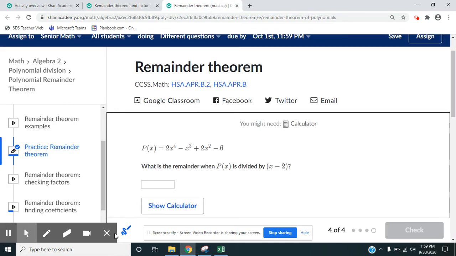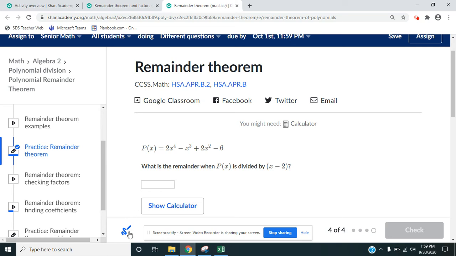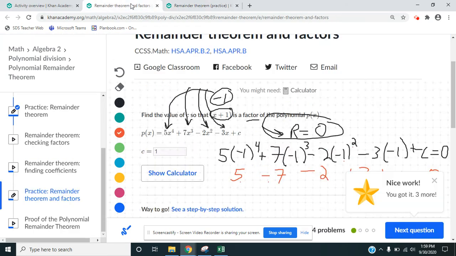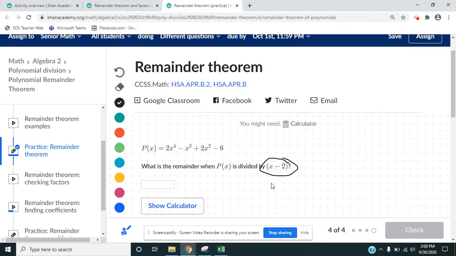Remainder theorem practice is the same type of assignment. It's actually a lot faster, right? So what is the remainder? Well, we can find the remainder by plugging in the opposite of this. Remember, on the previous assignment, we were saying, what does c have to be in the equation so that we end up with a remainder of 0? On this one, we're going to plug in 2. We're going to say x equals 2. Plug it into each and every x in the equation.